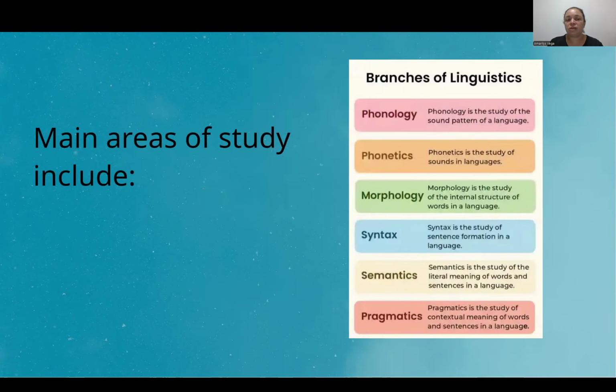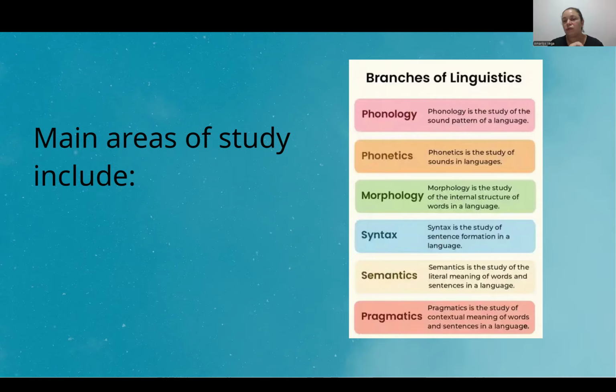So some of the main areas of study in linguistics are phonology, which studies the sound patterns of languages; phonetics, which studies sounds in languages; morphology, which studies the internal structure of words in a language; syntax, which studies the formation of phrases and sentences in a language; semantics, which is the study of the literal meaning of words and sentences; and pragmatics, which is the study of contextual meaning of words and sentences in a language.